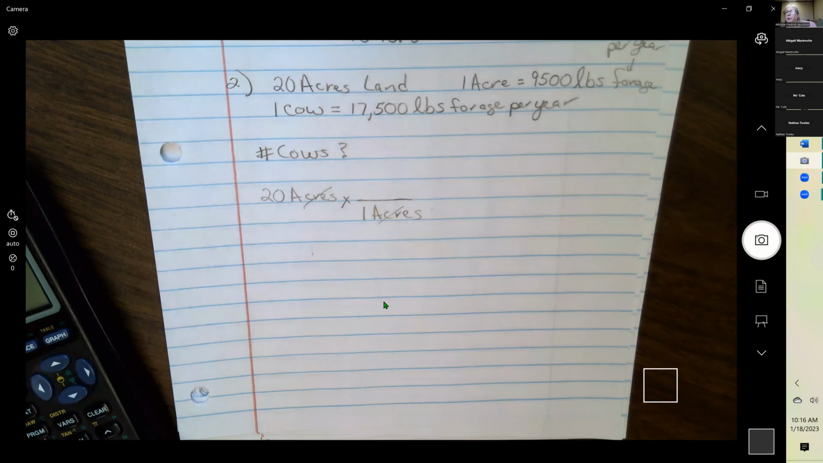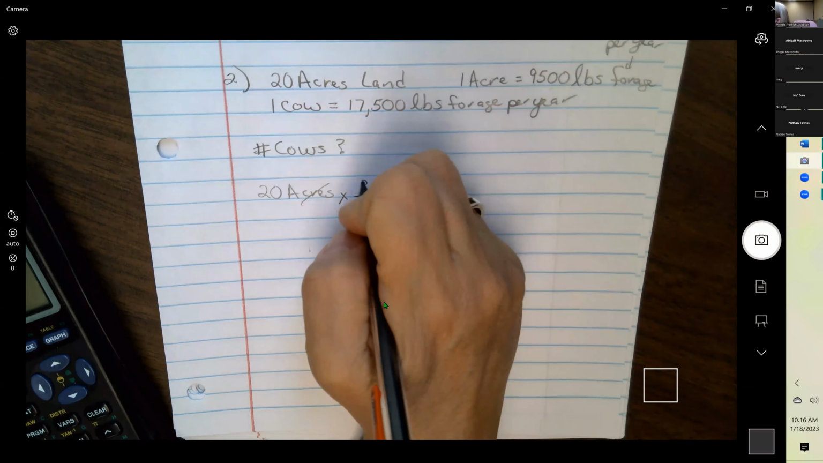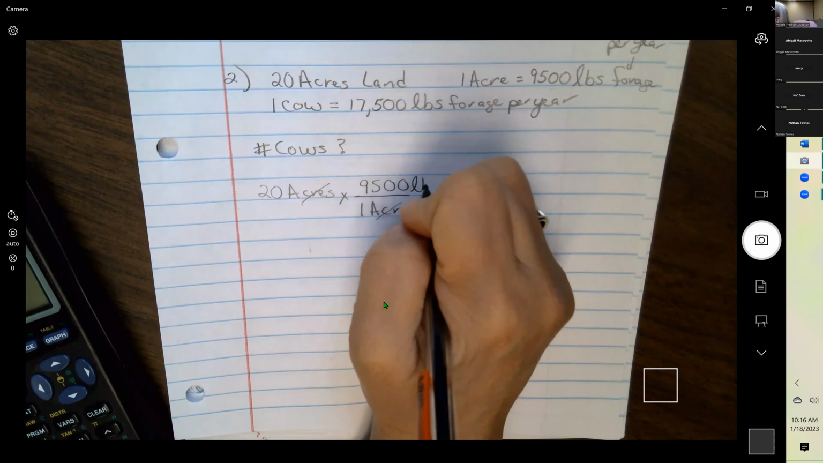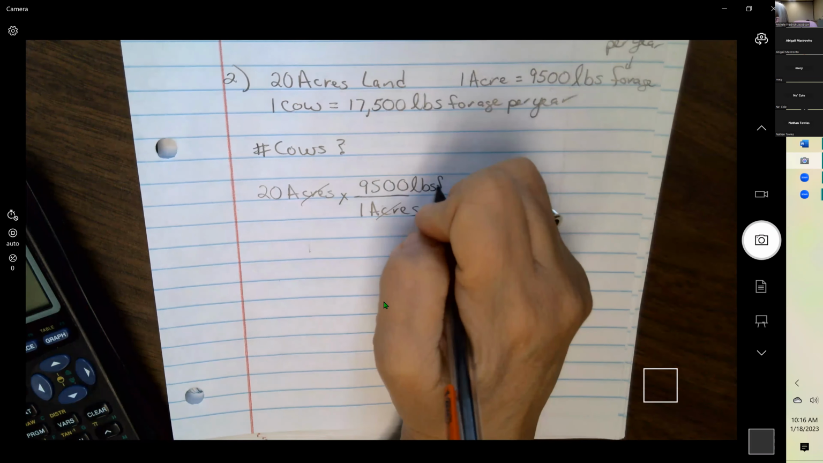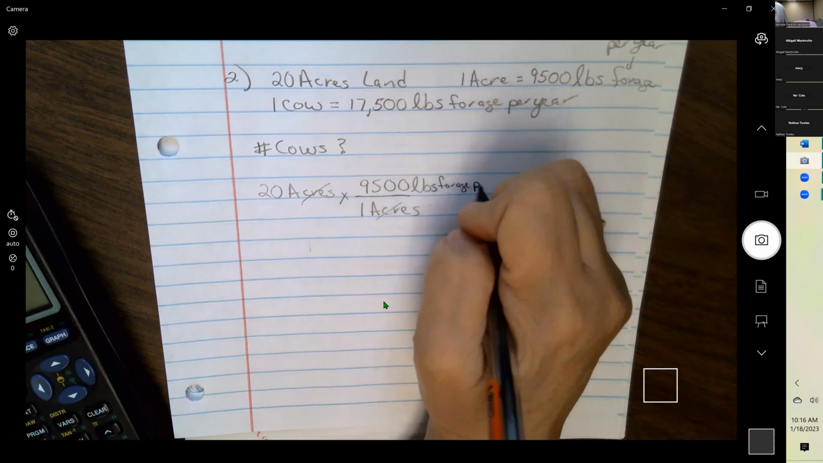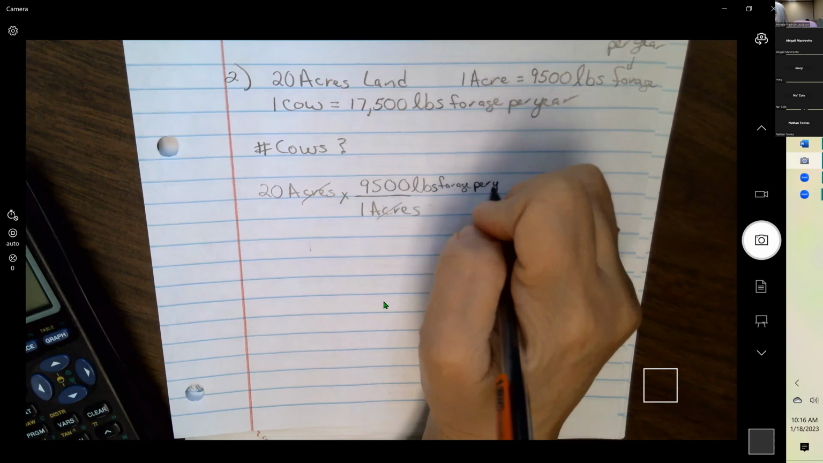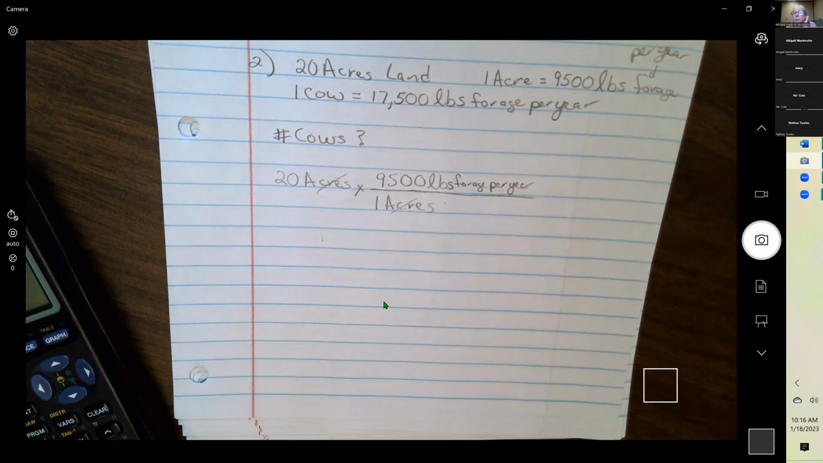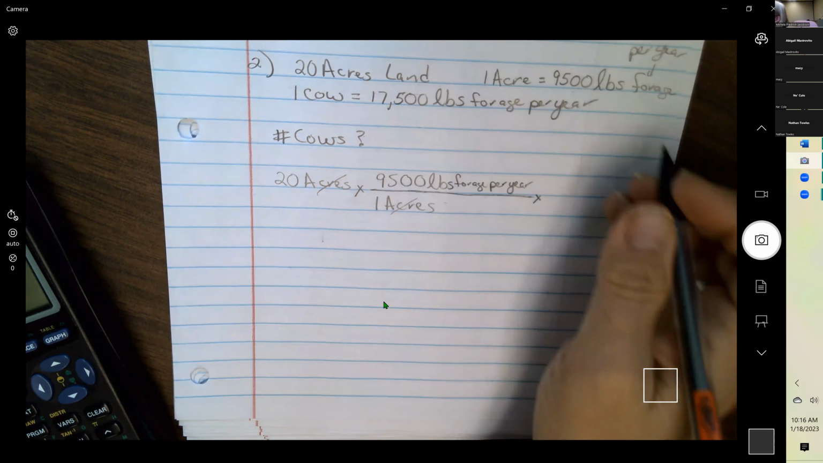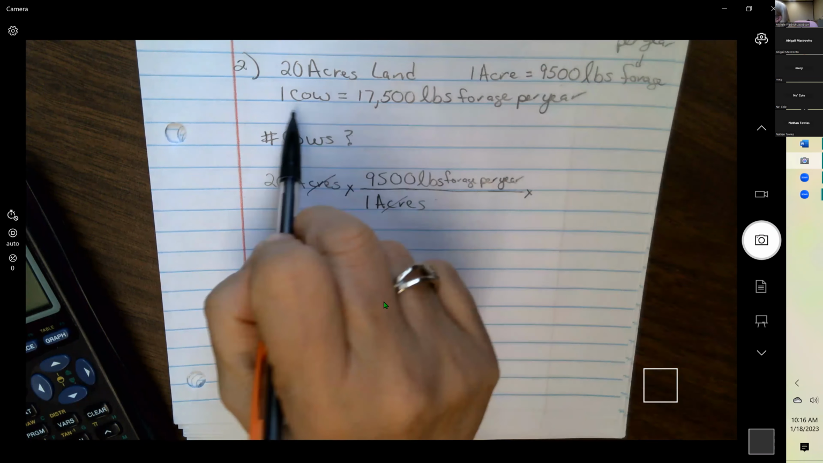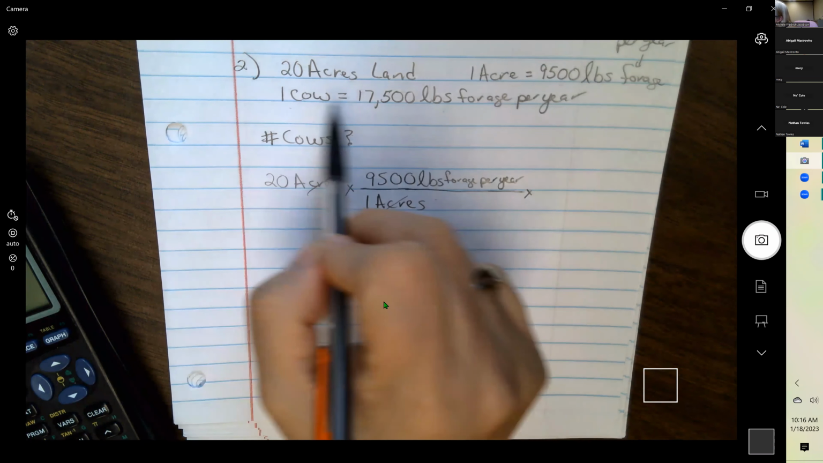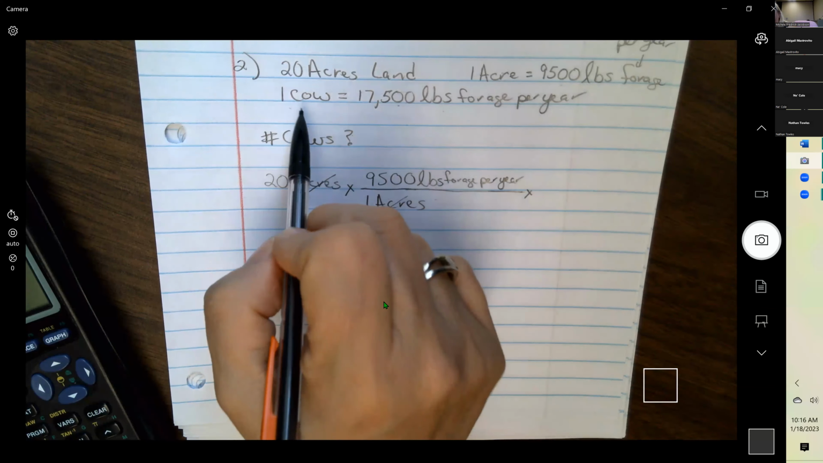Now, whether they're plural or not, units don't have that. We don't need to worry about it. They just cancel. And the 1 acre is the 9,500 pounds per year. The per year is important because if it was per day, then we would have to change units because the other one is per year. Now we know that pounds per year, 17,500 of them is what each cow needs.